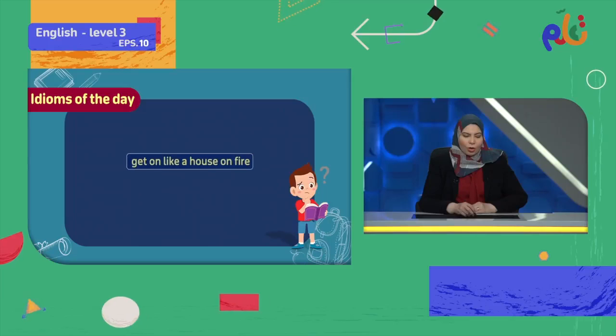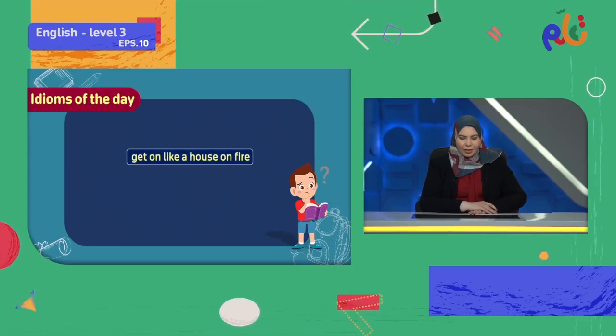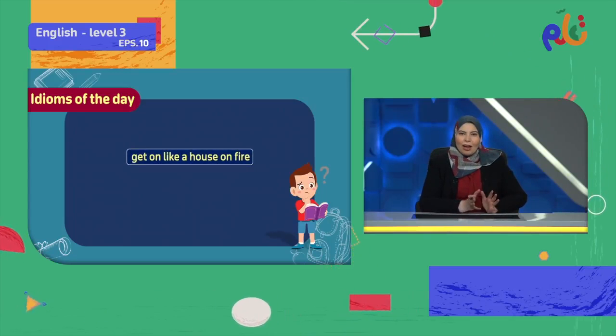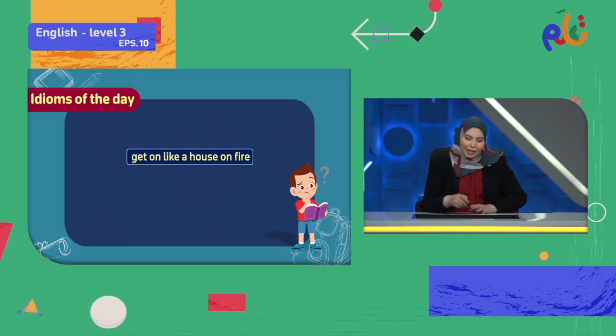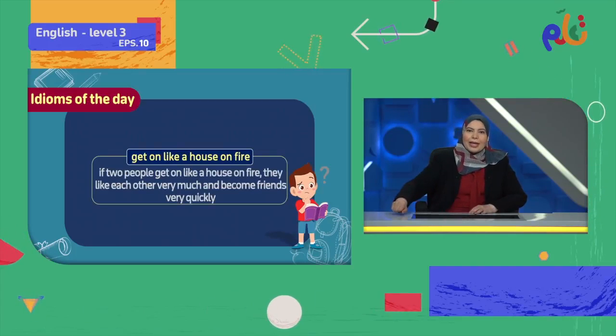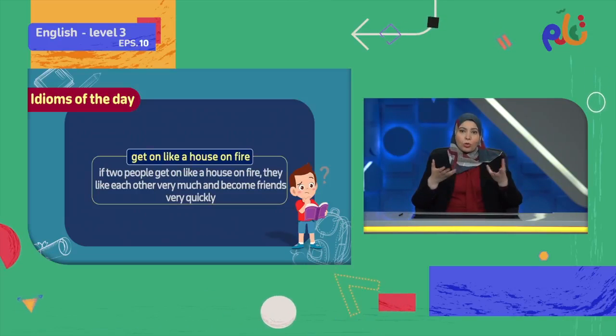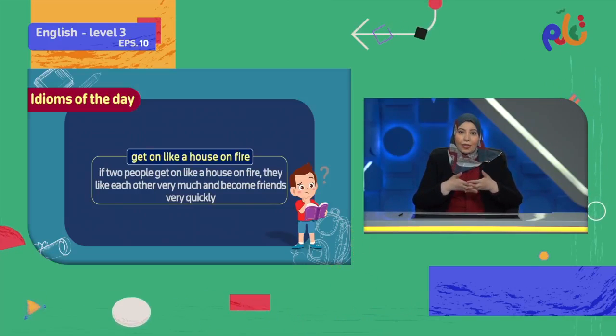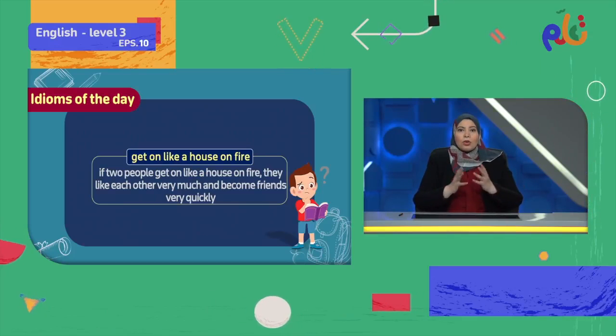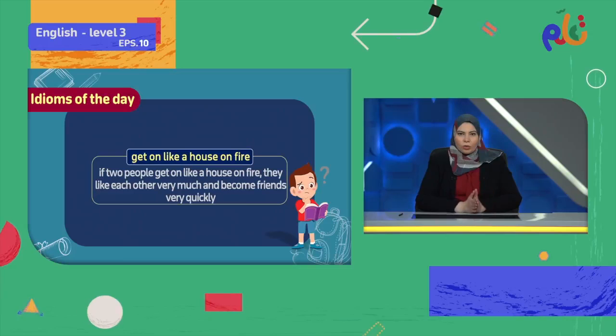The second idiom that we have for today is called get on like a house on fire. We say it when I like someone quickly, or when two people get together and they like each other quickly without taking time. So this is called get on like a house on fire.